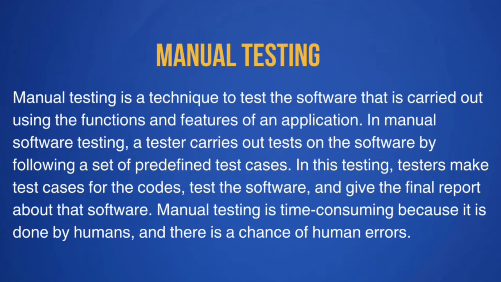Manual testing is a technique to test the software that is carried out using the functions and features of an application. In manual software testing, a tester carries out tests on the software by following a set of predefined test cases. In this testing, testers make test cases for the codes, test the software, and give the final report about that software. Manual testing is time-consuming because it is done by humans, and there is a chance of human errors.